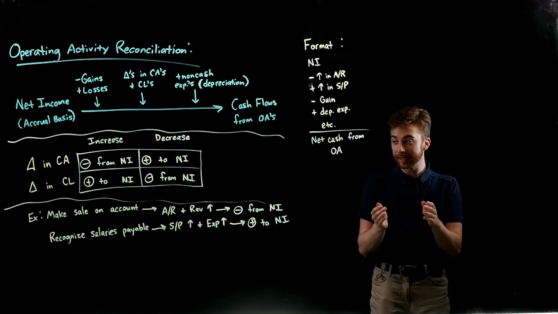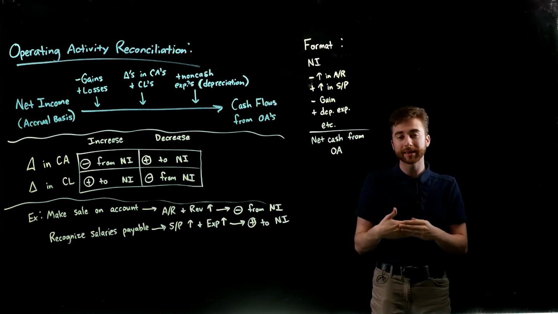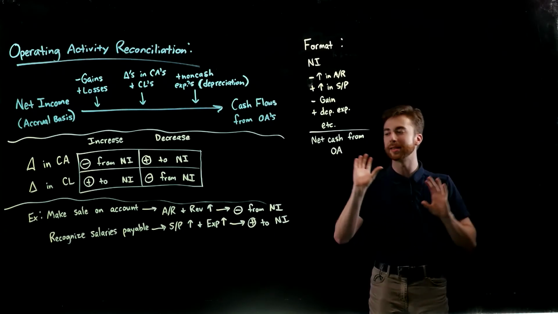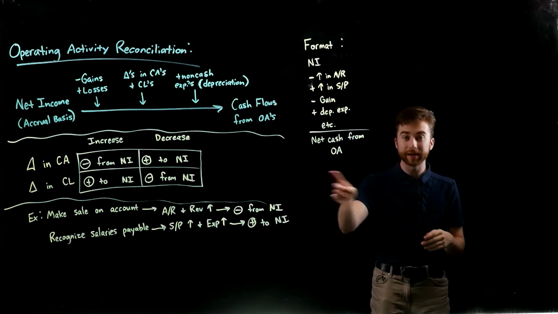So if I see that we had an overall increase in our accounts receivable, I'm going to subtract that from our net income because I'm going to assume that the difference between our cash basis and the accrual basis is that change in the accounts receivable. And thus, you would subtract it from your net income.